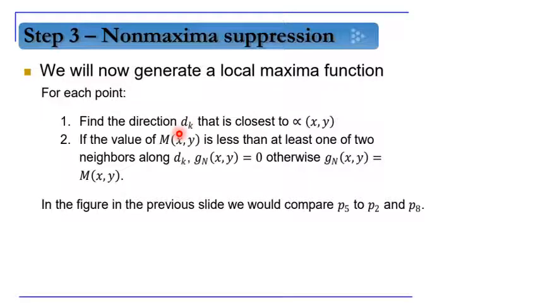If this magnitude value Mxy is for any point xy in the image, then this magnitude value will be compared with its neighbors. We know that if I take a 3 by 3 mask, there can be a total of 8 neighboring pixels. So out of these 8, I am going to compare Mxy only with 2 neighbors, and in which direction am I going to check? The direction is given by dk.